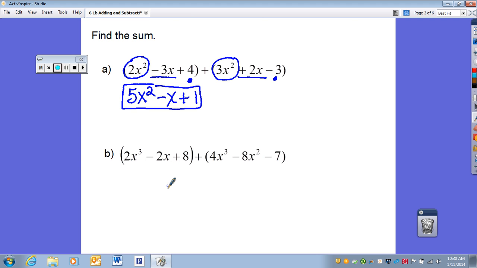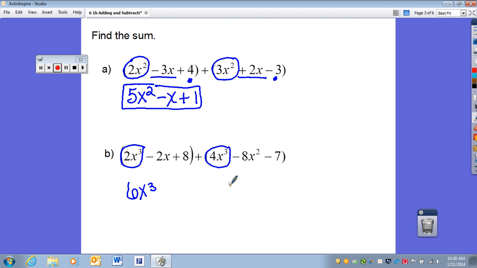Let's take a look at our next example. Again, because it is addition, we will ignore the parentheses and add the like terms together. So our largest exponent is to the third power. So when I add these two together, 2x cubed and 4x cubed, it will be 6x cubed.